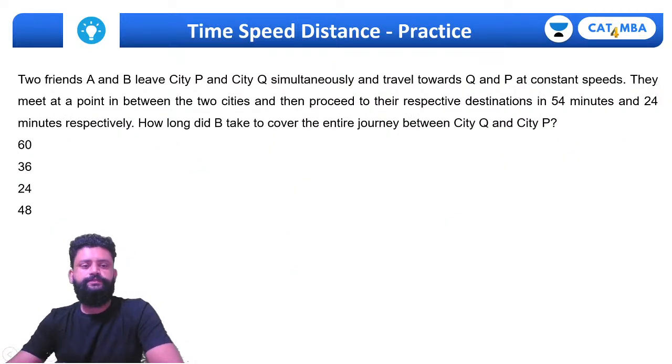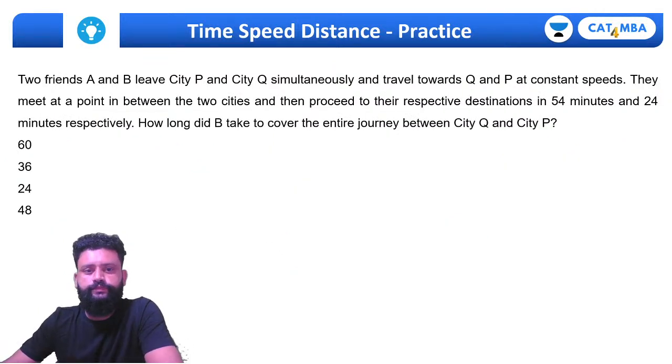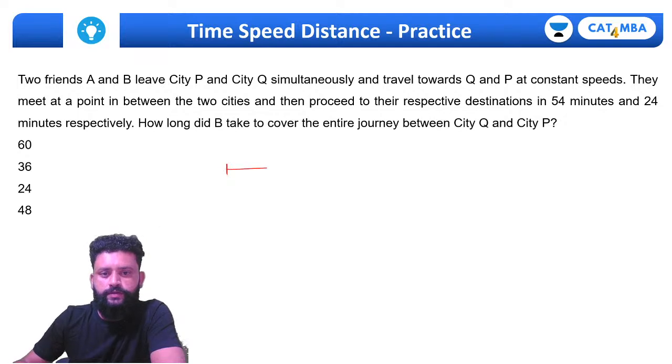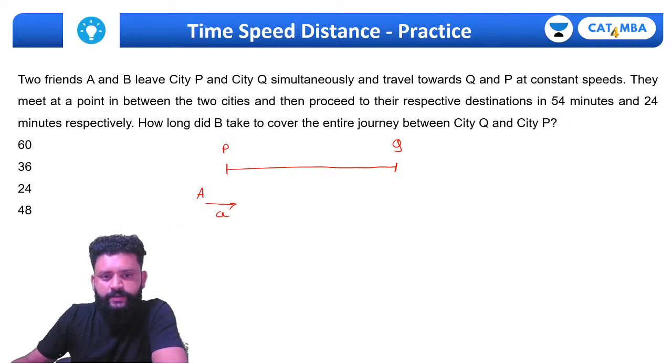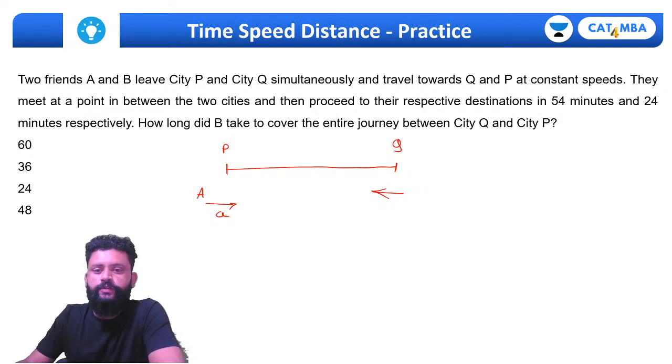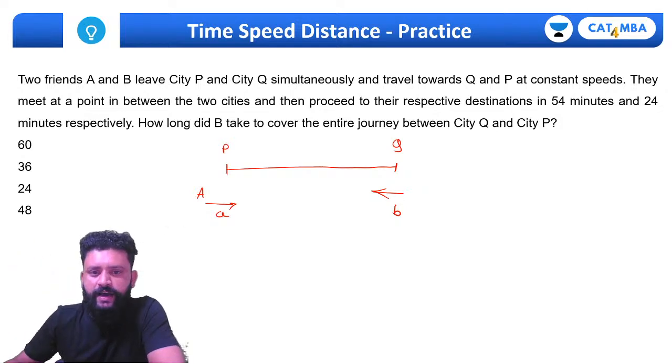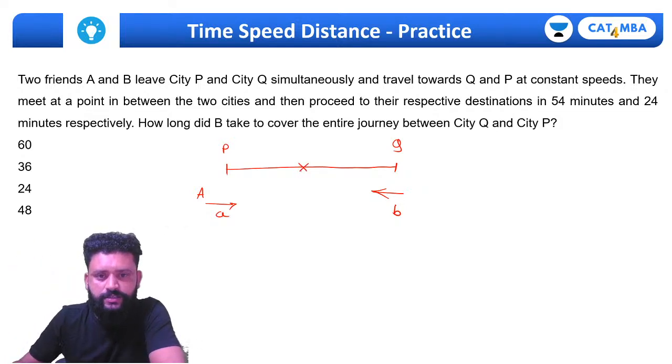Let's try for the next question. Again an important question. P से Q जा रहा है A, and let's say A का speed है a meter per second, and B is moving from Q to P with the speed of, let's say, b meter per second, and let's say they meet after time t, so this distance must be at and this distance must be bt.